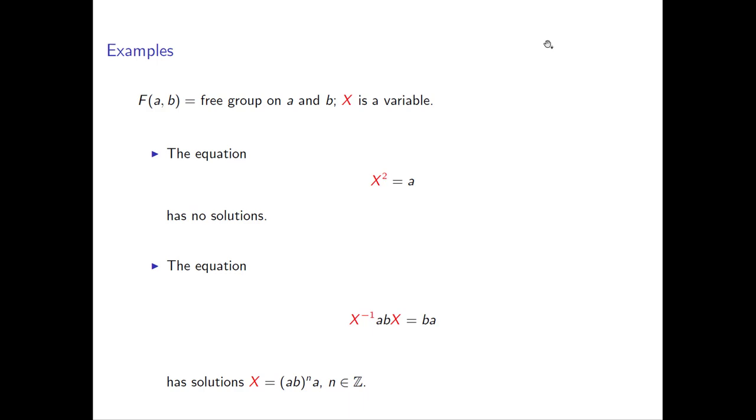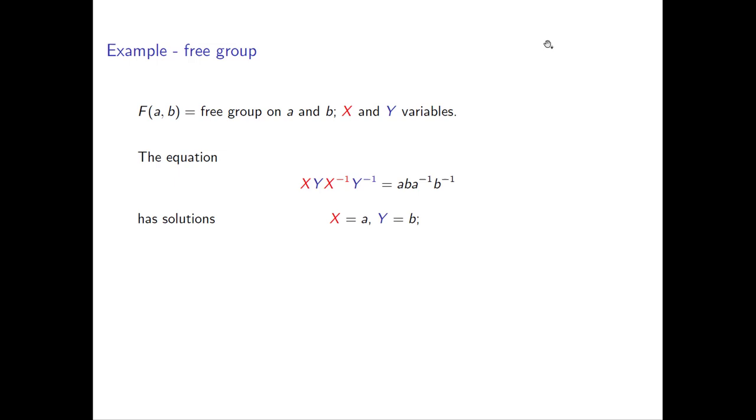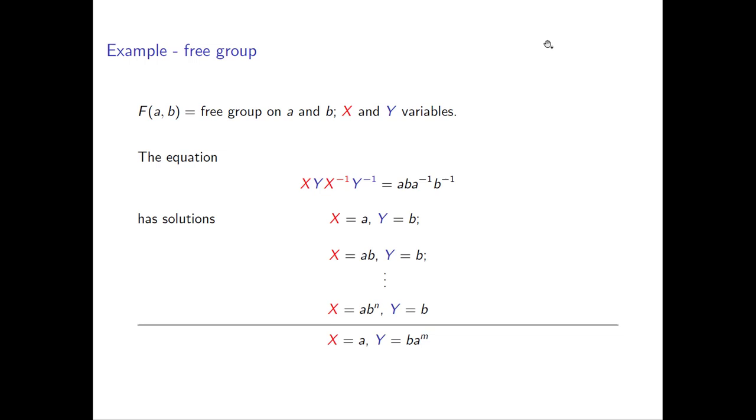Something more interesting, something that I really like, is one of the first interesting equations in free groups, I would say. You're still in the free group on two letters, A and B, and you're taking the commutator of A and B here, and you're asking for which variables, X and Y, is their commutator equal to the standard commutator? So obviously you have the trivial solution, but you have a lot more. Anything like this is a solution for any n, right? There are cancellations, and then you get what you have here, the commutator. But you can also switch things, and you have another infinite family of solutions. And there are more families of solutions.